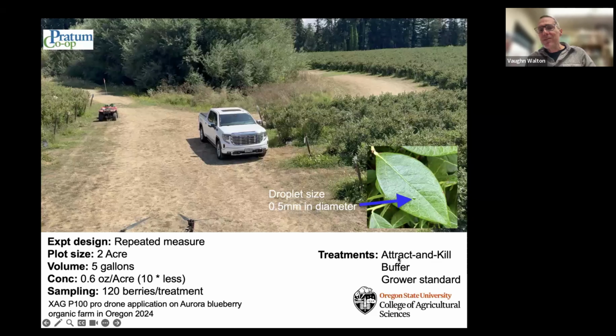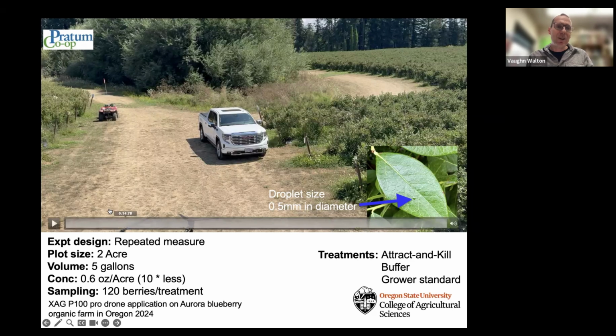And so our treatments, attractant kill, buffer is essentially the same as a grower spray. It's a full cover spray for growers, which is done here in Oregon at anything between 50 and 80 gallons per acre, more or less, at the rate of, if we're looking specifically at Entrust, around 6 ounces per acre. So both buffer and grower standard is essentially a full cover spray. The attractant kill is sprayed at the rate that I just explained to you a minute ago.